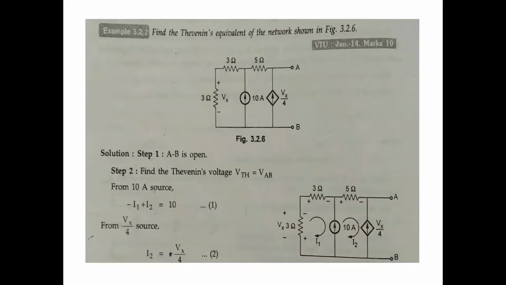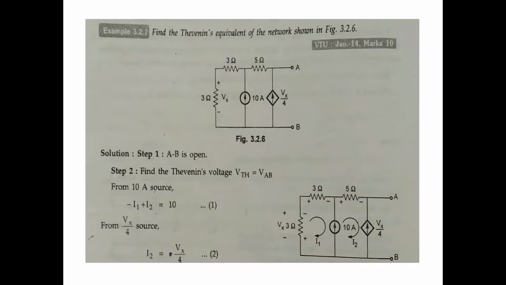Find the Thevenin's equivalent network shown in the figure. It's also an exam problem, January 2014, 10 marks. But here, across AB, the dependent source is Vx by 4. Step number 1: AB is open already, as given in the problem.